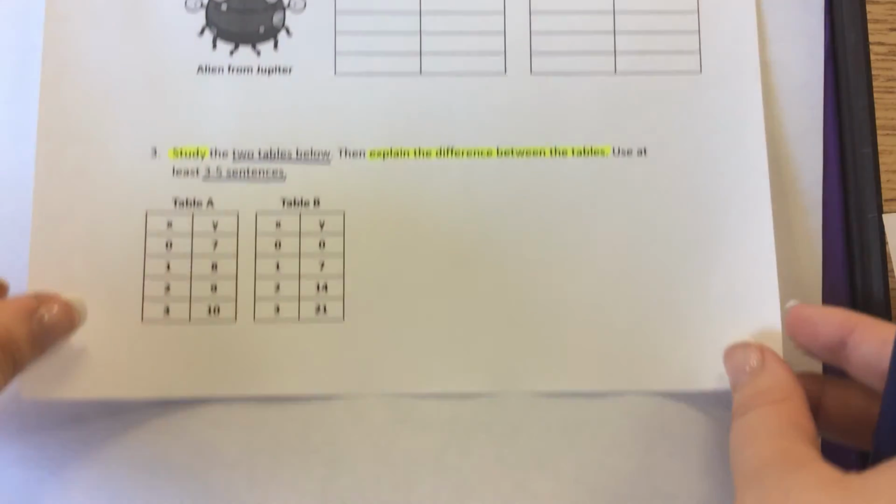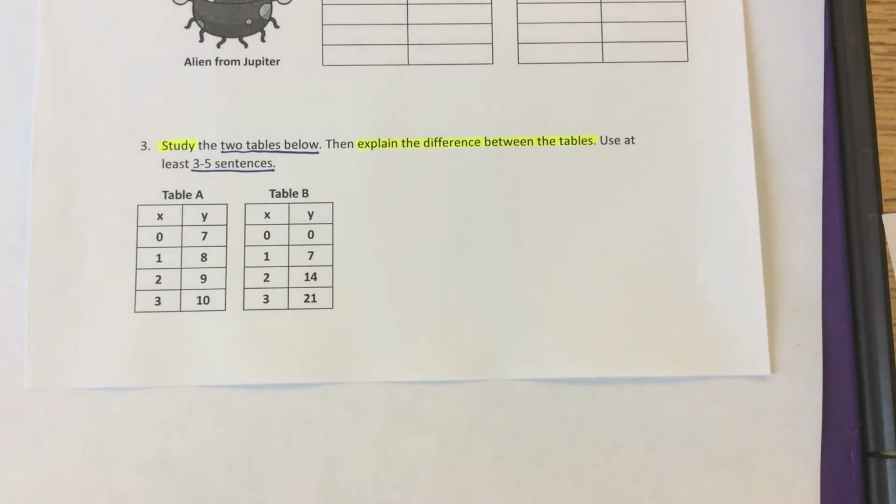Then you have the third part of your homework. It says study the 2 tables below. Then explain the difference between the tables. Use at least 3 to 5 sentences. So you're going to be writing in order to explain the difference between the 2 tables.